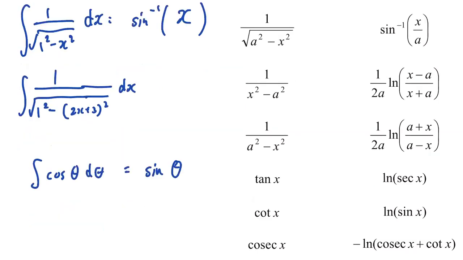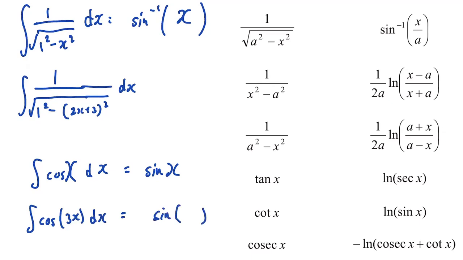Maybe to be more consistent with the formula and help you see the pattern, I'll just replace with x. And if I replace the x with 3x, what happens? Is it still sine x? No, it becomes sine of 3x over 3. Divide by 3. Additional division by 3 because of the reverse chain rule.